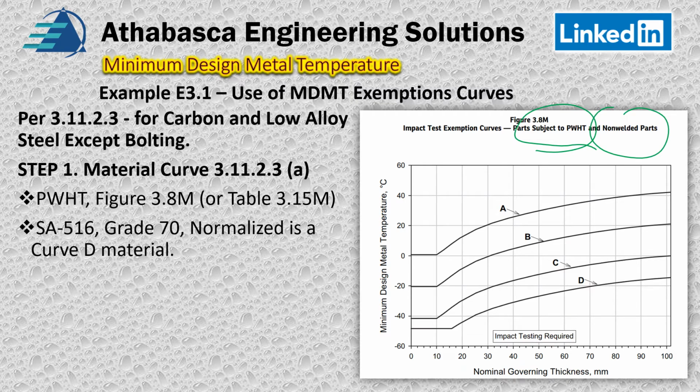So here we go. Let's look at SA-516 Grade 70, which is a normalized plate. It's going to fall under a D curve. But what you're going to see here is, if we follow the D curve, it's actually lower. If you recall, you get a little bit more credit for Division 2 for the temperature, because you're sharpening your pencil essentially, and you take into account the post-weld heat treat, which removes the stress from the part, and it helps to reduce the MDMT.